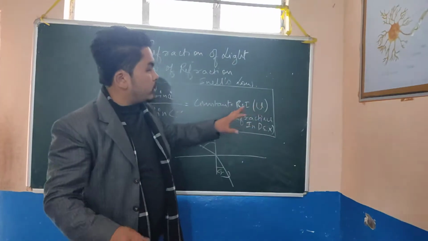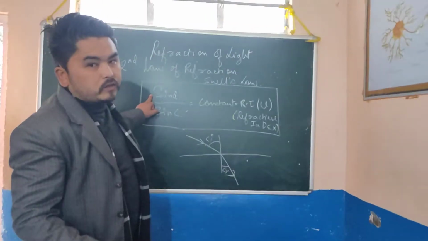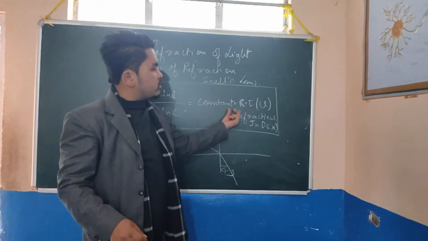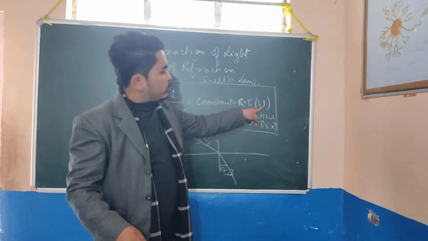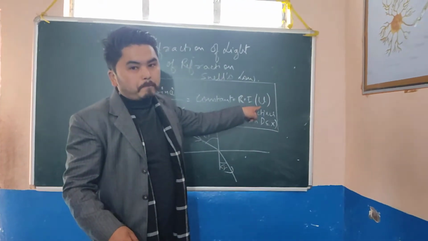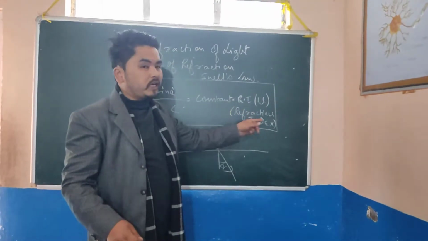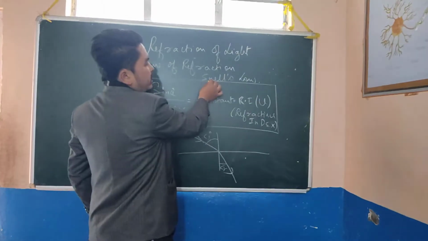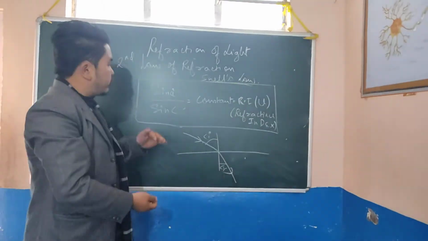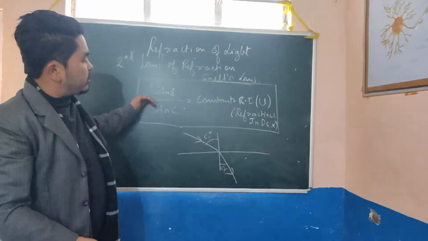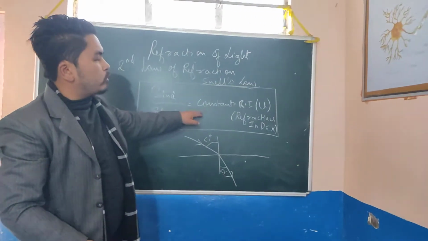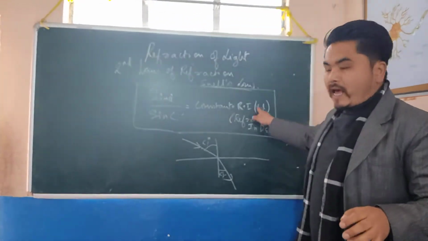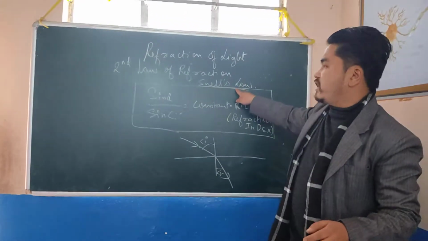M-E-W, mu. Again, the ratio of the sine of the angle of incidence to the sine of the angle of refraction is a constant. This constant is known as your refractive index, which is denoted by the letter mu. And as a whole, everything together is known as Snell's law. This constant is your refractive index, and as a whole, this is your Snell's law.